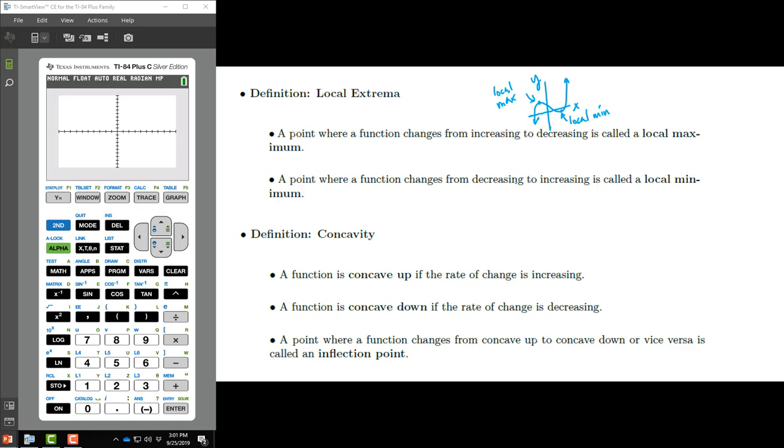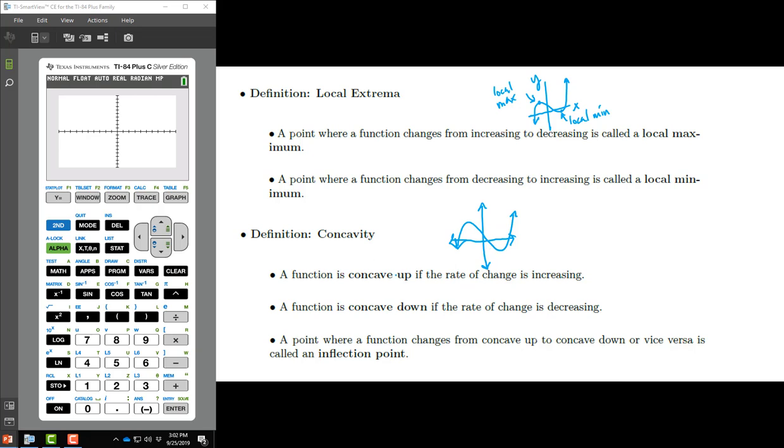So it's literally just the top of a hill is the local max and the bottom of a valley is a local minimum. And then the last concept we want to look at is the idea of concavity. I can use the same sort of picture as we had up here, but let's draw one more set of axes here. And so I've got my function looking like this.